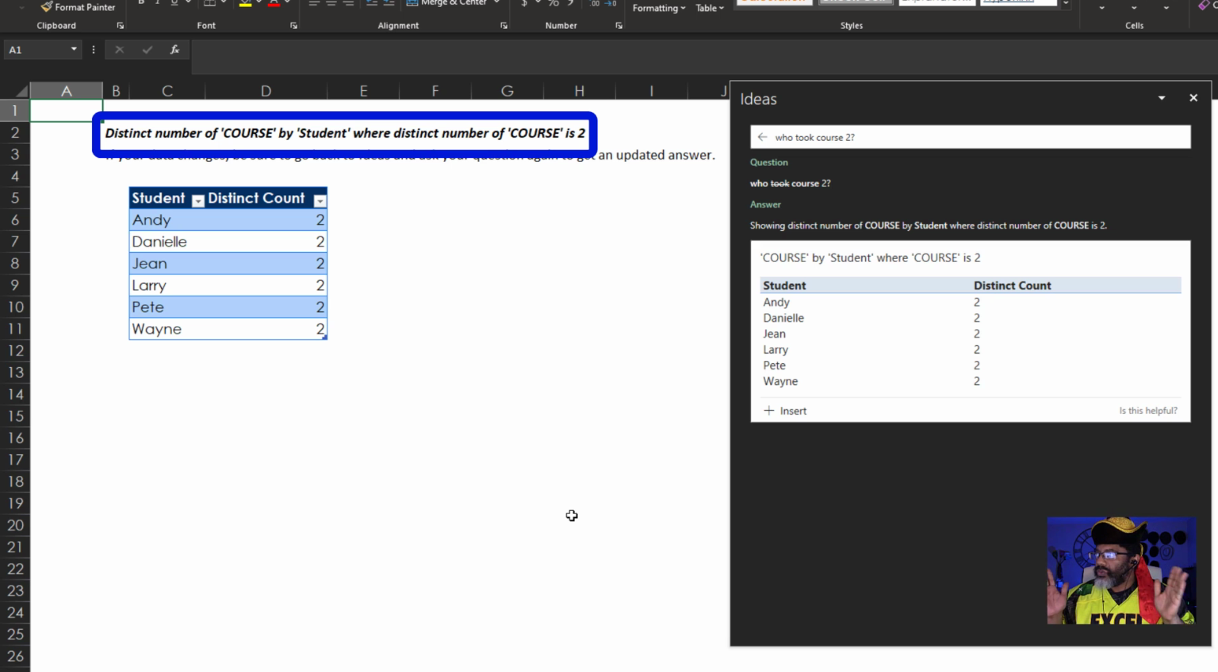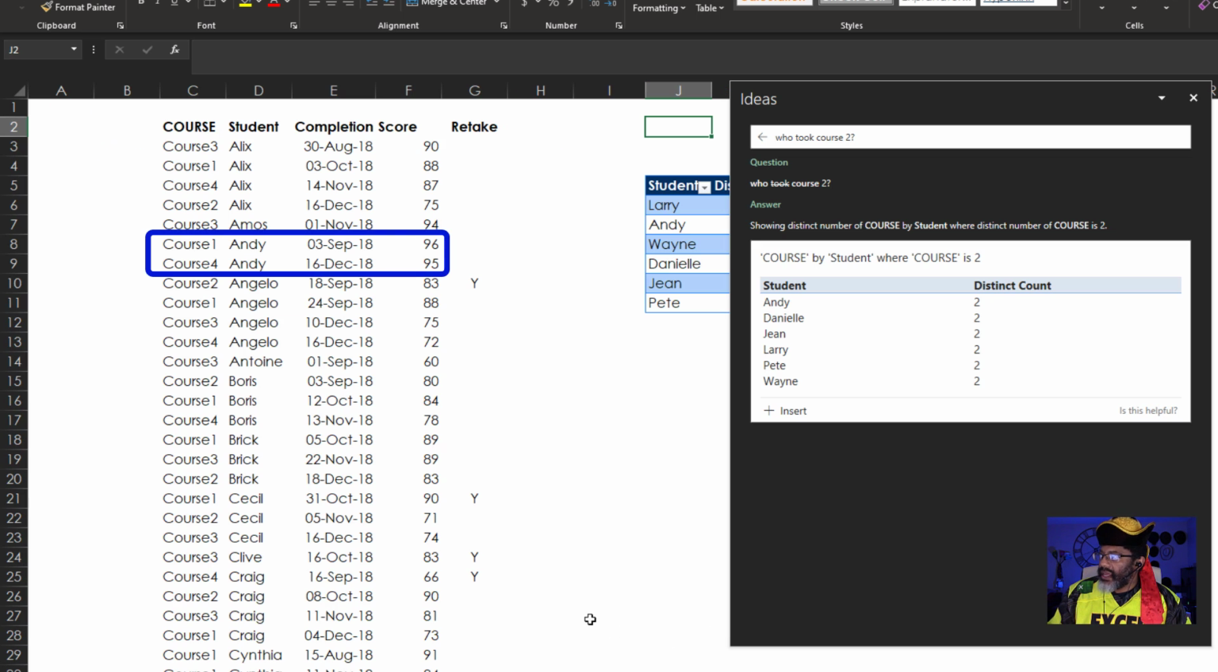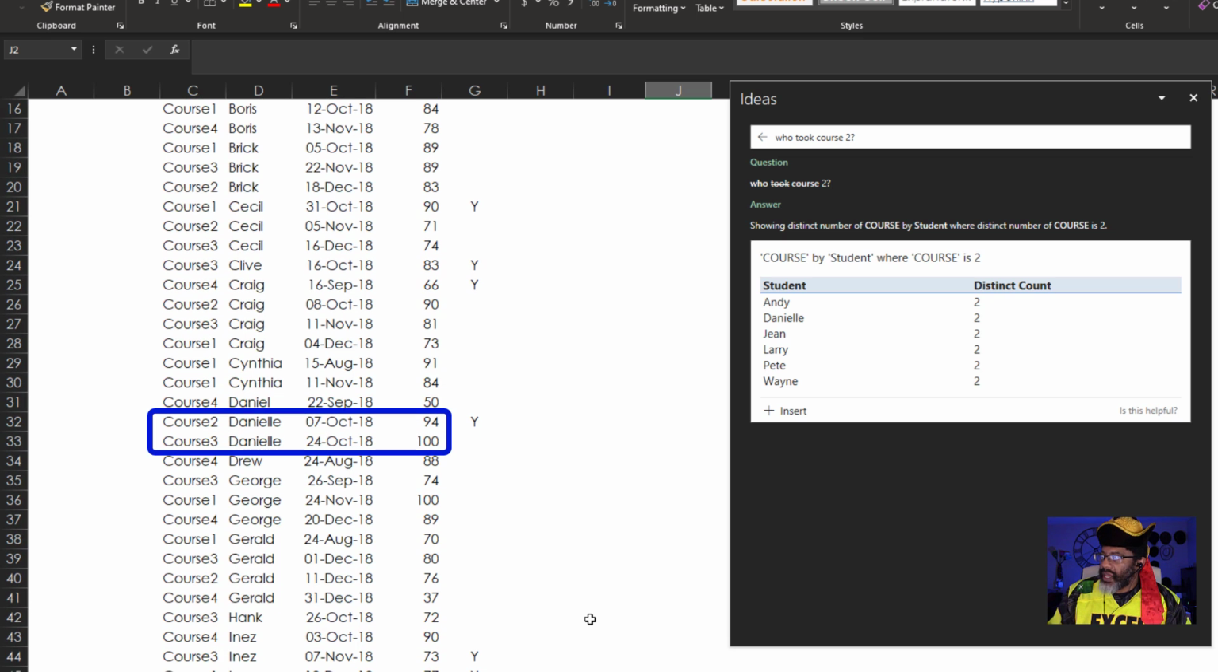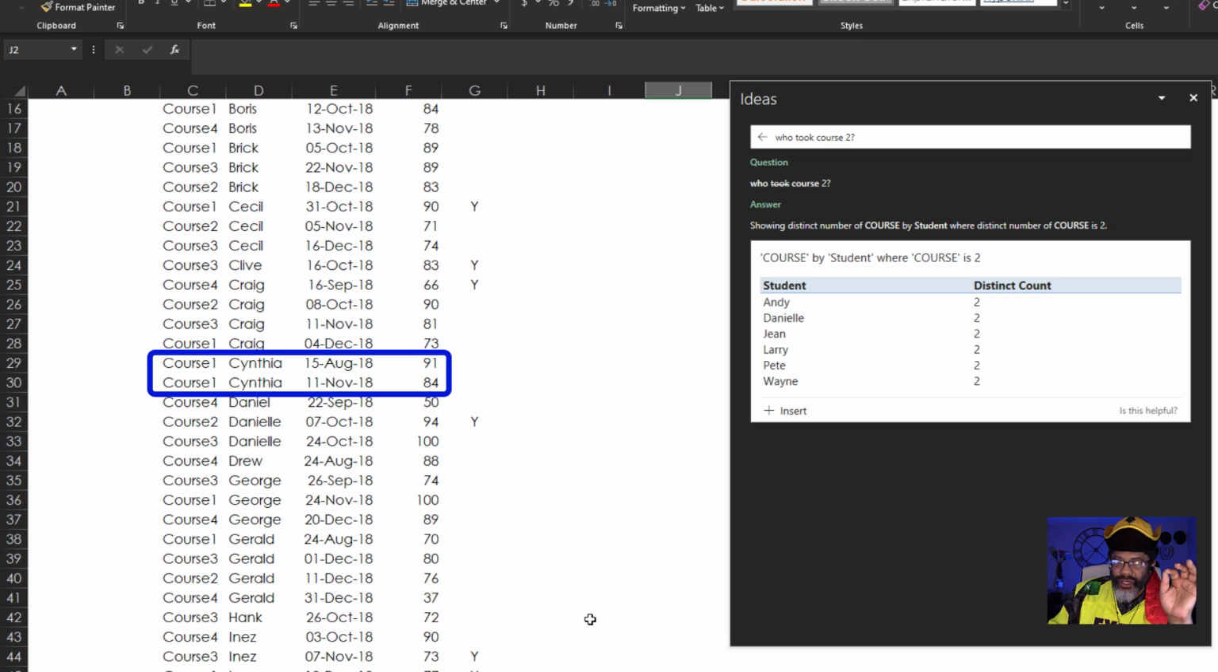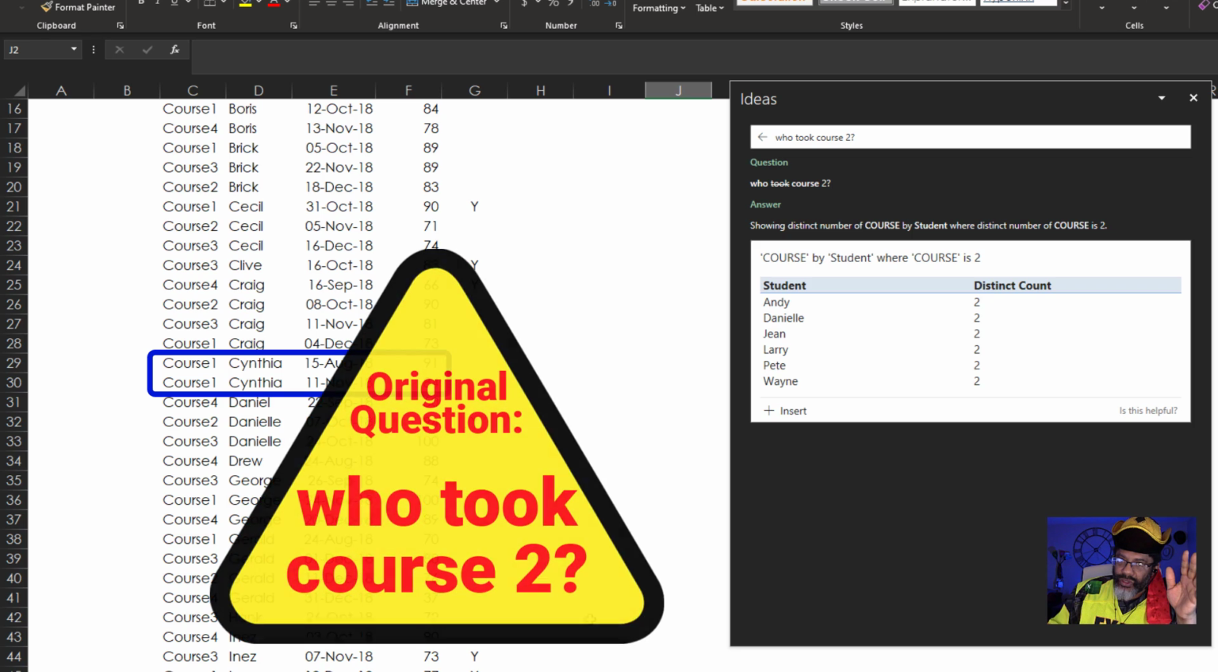So let's look into what's happening here. We've got Andy twice. Danielle twice. Cynthia is in here twice. And that distinct count is why Cynthia was not included in the list: Cynthia took course 1 twice. She didn't take more than one course, so she's not in this list. So you really got to know your data when dealing with this. And it started out with the question of who took course 2.